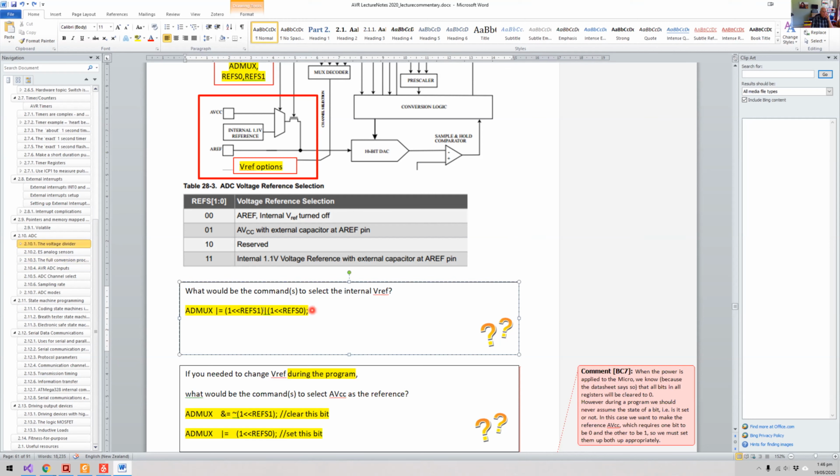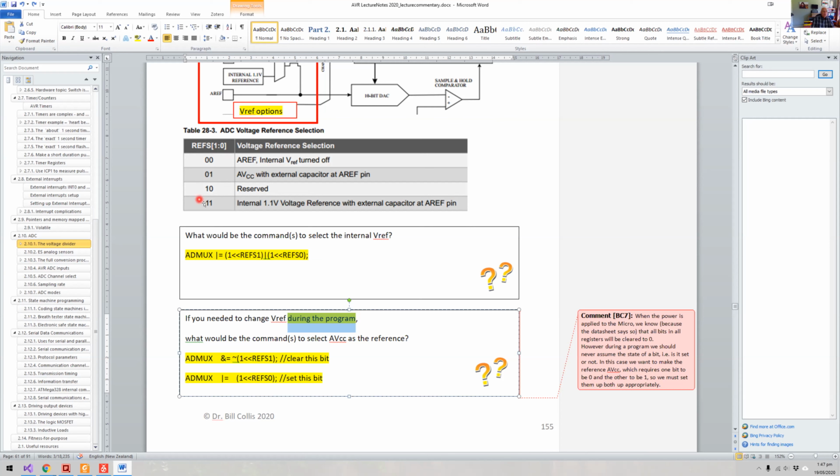This is this whole concept of state. What happens is dependent upon what has taken place beforehand. And so we need to know that if we're going to assume that something has happened beforehand, we may end up being wrong, okay? Especially when multiple people work on a project. So what we need to do is if we're going to change the voltage reference during the program, then we need to make sure that both bits are set to, or cleared to, what they need to be. So in this case, I'm saying what would be the commands to select AVCC as reference? So that's 0, 1. So that requires us to make sure that we clear this bit and set this bit.